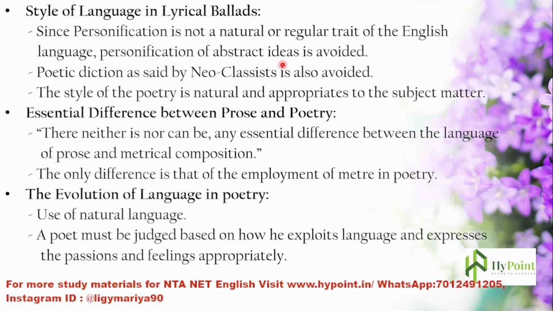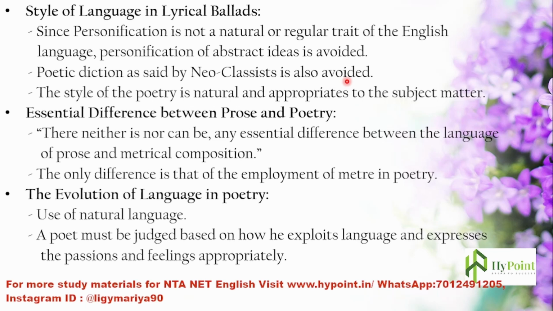So personification of abstract ideas is avoided, and poetic diction, as said by neoclassics, is also avoided. In neoclassicism we can see that poetry was composed through careful selection of diction. Diction was given more importance than even the subject matter or style of language. So you have to use very elevated diction while creating poetry about an elevated subject matter.